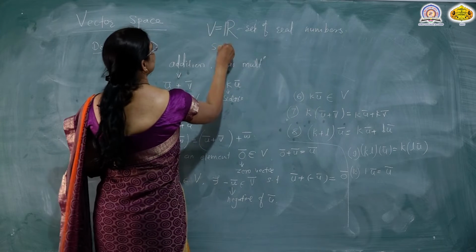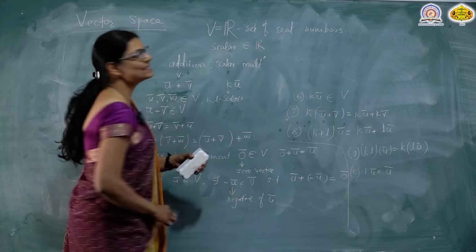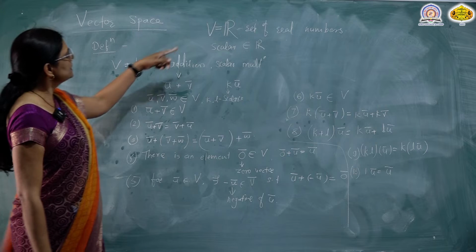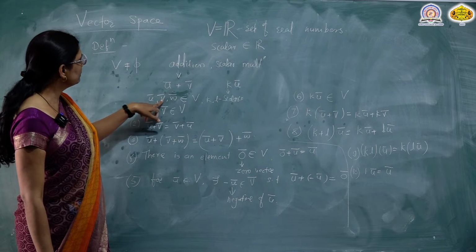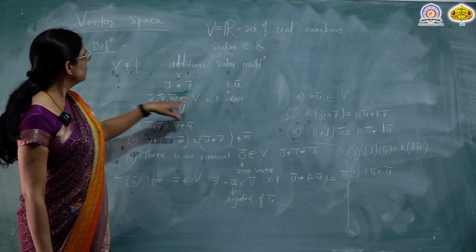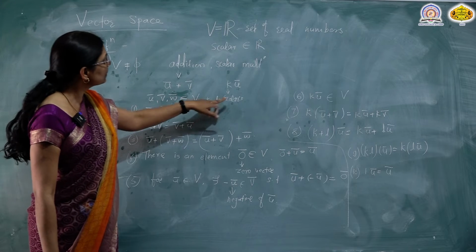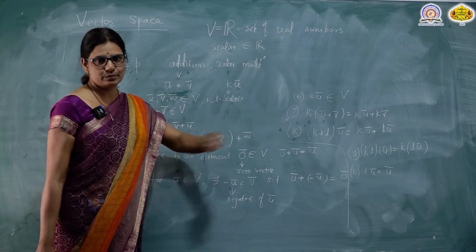And we consider here scalars are also from R, that is all the scalars are also real numbers. So you can easily check all these properties are true. If u bar, v bar, w bar are real numbers, here V is equal to R, and k, l are also real numbers, then we can easily check all these 10 properties.